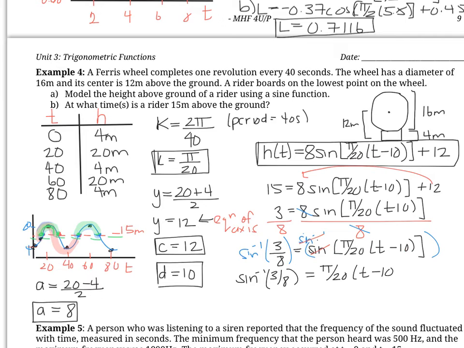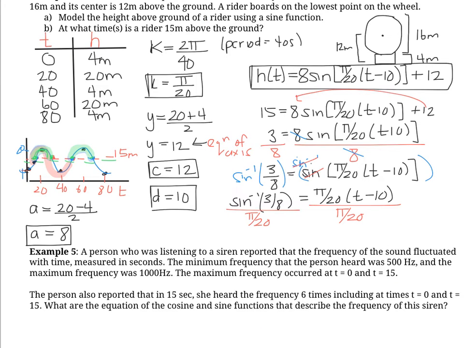Almost done. Now we can get rid of this pi over 20 by dividing by pi over 20. Simplifying, sine inverse of 3 over 8 divided by pi over 20 is the same thing as saying 20 times the sine inverse of 3 over 8 dividing by pi, because we know our trick for dividing by fractions: we're going to flip it and multiply. So there it is, flipped and multiplied. And we have these two that cross out on this side, and we're just left with this t minus 10 on this side.